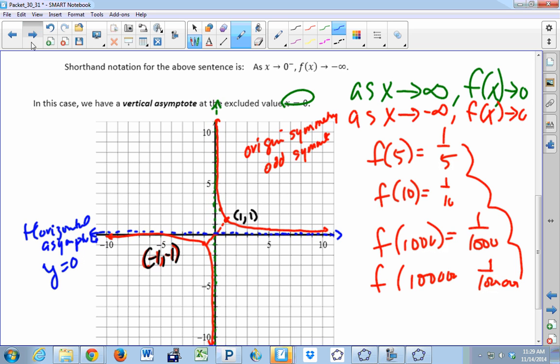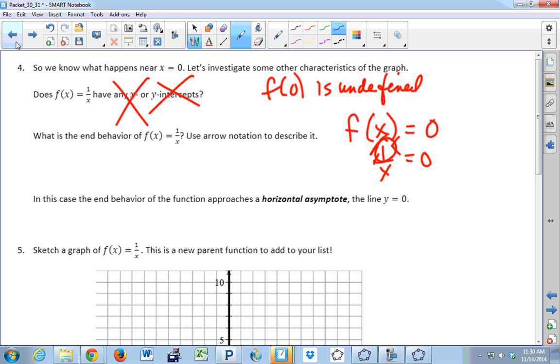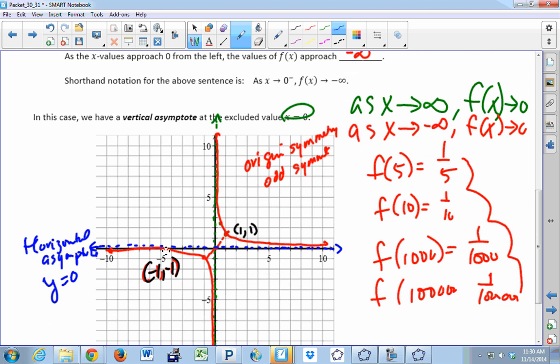All right, let's look at one more parent function. The parent function is 1 over x squared. I do want to point out one more thing, please. Just have your attention for 1 minute here, because you say, I learned all this stuff about polynomial functions and multiplicities. Does that come into play here? And most books never talk about this. But x has the exponent 1, which is an odd multiplicity.